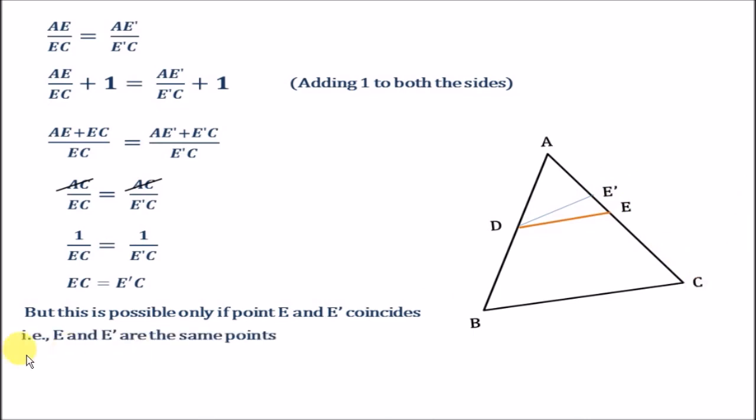So we have proved that E and E dash are the same points. And we had assumed DE dash to be parallel to BC. Since we have proven that E and E dash are the same points, we can conclude DE is parallel to BC. This proves the converse of BPT.